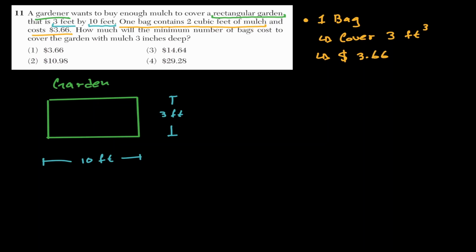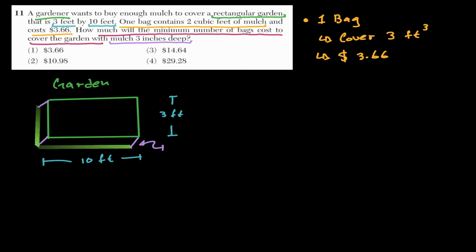Now what we would like to know is how much the minimum number of bags will cost to cover the garden with mulch that is 3 inches in depth. So let's put this information in our diagram. On the left we have our garden. So now let's say that when it comes to depth, it is 3 inches. But before we move any further, here's a conflict. Because notice that the dimensions of the garden are in feet and the depth is in inches. Well, let's convert these inches into feet. And when we do that conversion, 3 inches is equivalent to 1/4 of a foot.